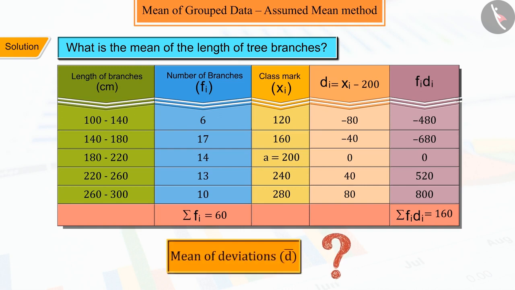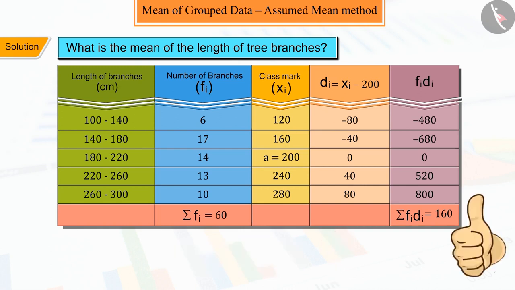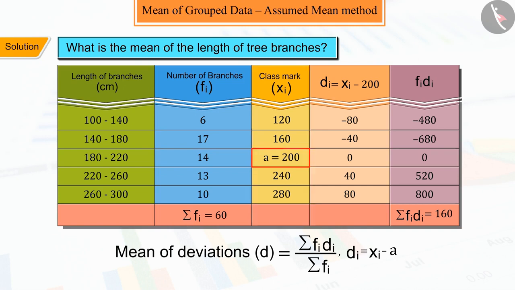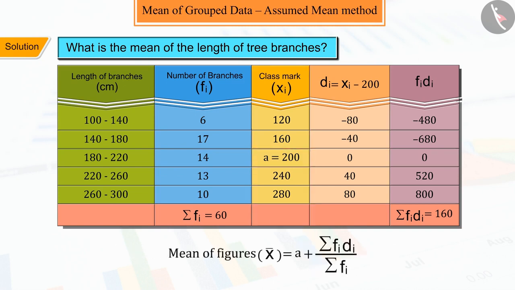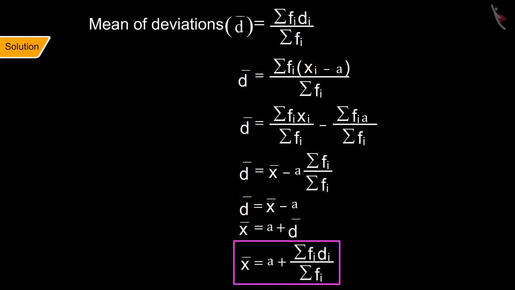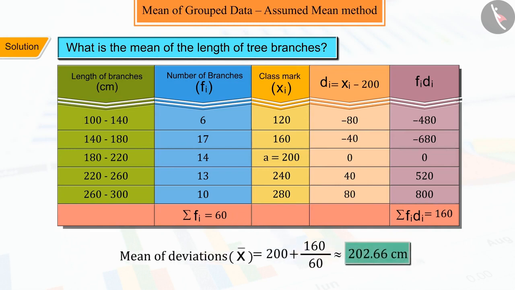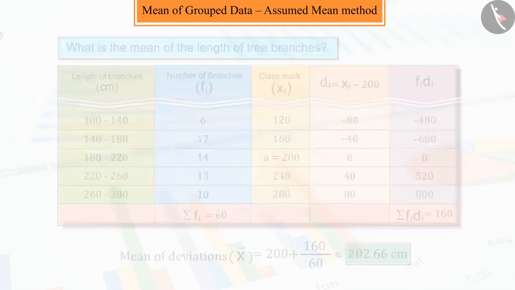So can you find the mean of the deviations? Correct. To find the mean of the deviations, the sum of the product fi di is divided by the sum of fi. But you must remember that to find di, we subtracted a from each xi. So, while finding the mean, we have to add a to d bar, which is explained as below, from which the mean of the lengths of the branches is calculated as approximately 202.66 centimeters.